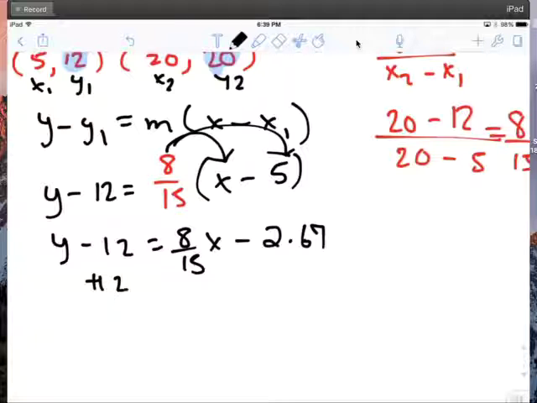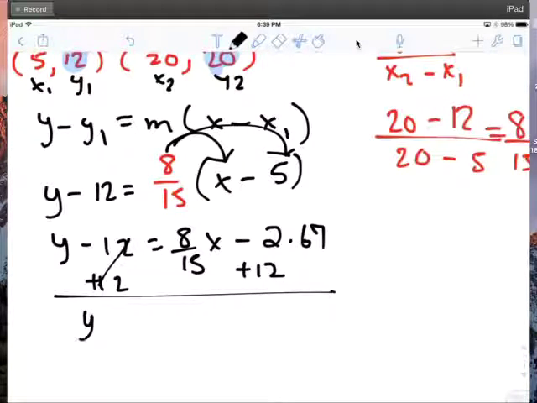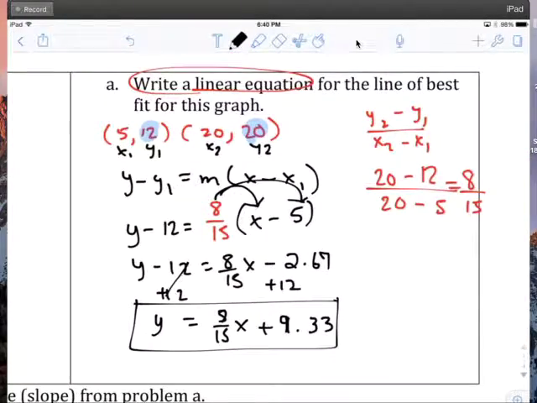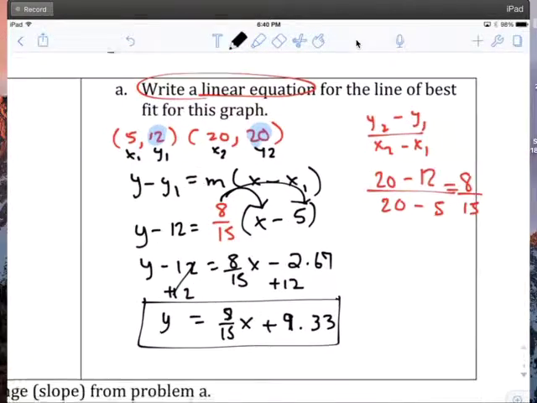Add 12. Add 12. You get y equals 8 over 15x plus 9.33. Check on a calculator. I may be wrong because I'm doing it in my head. And that's how you do that.